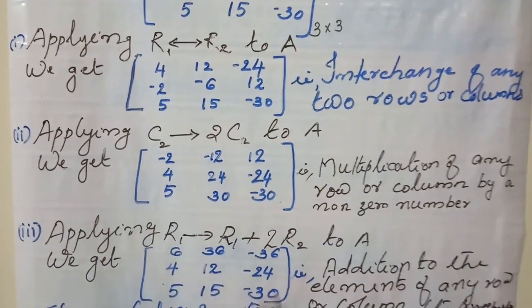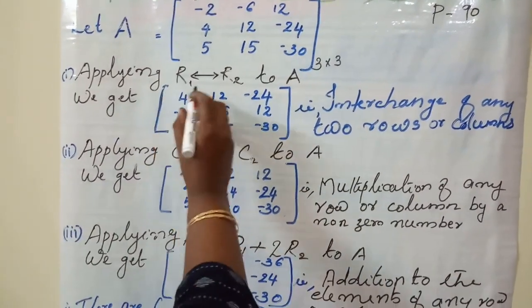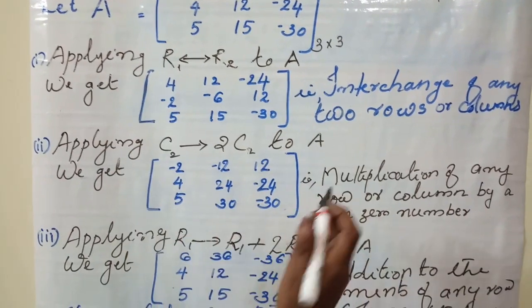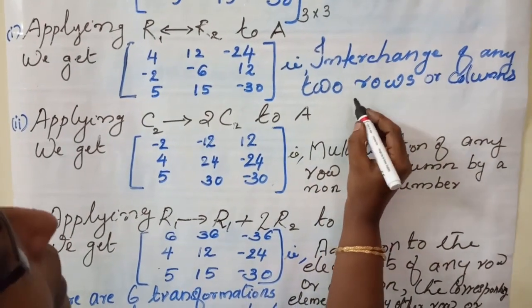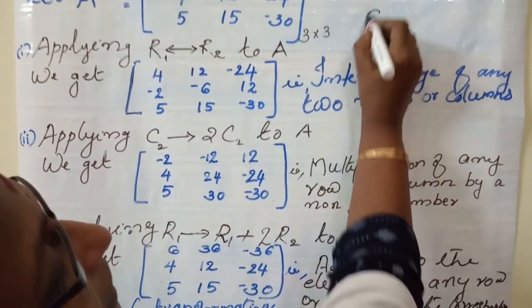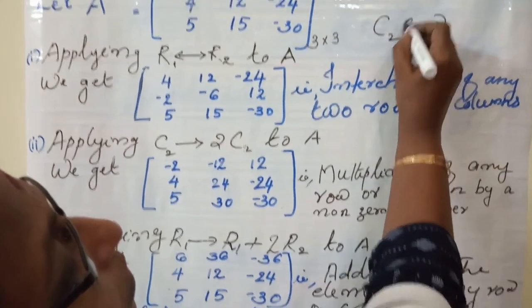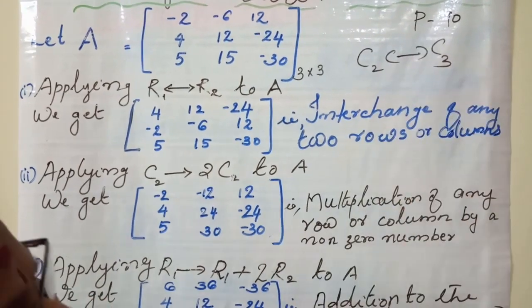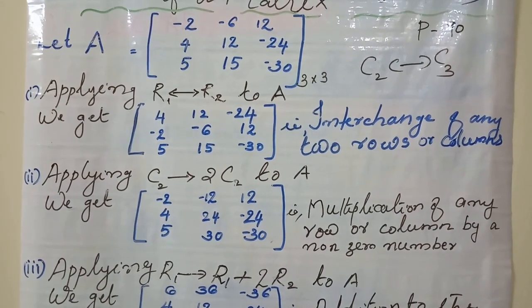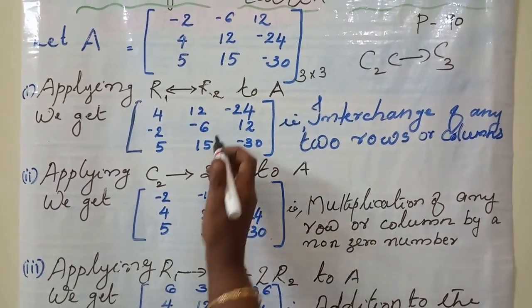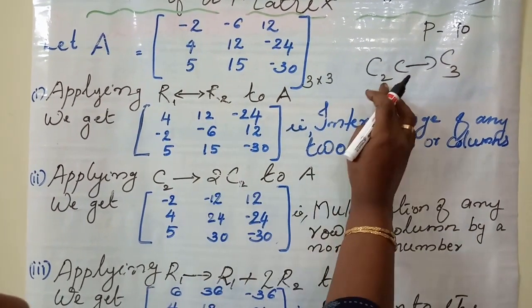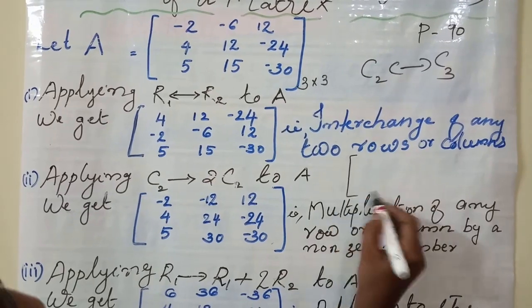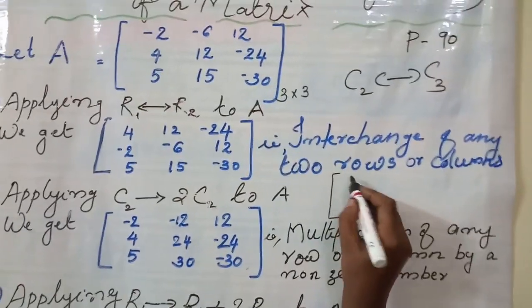Here I considered the first operation on rows. The same operation we can apply to columns. For example, I consider C2 and C3 interchanged. Can you say what the transformation is here? There is no change for C1, so I write C1 as it is.